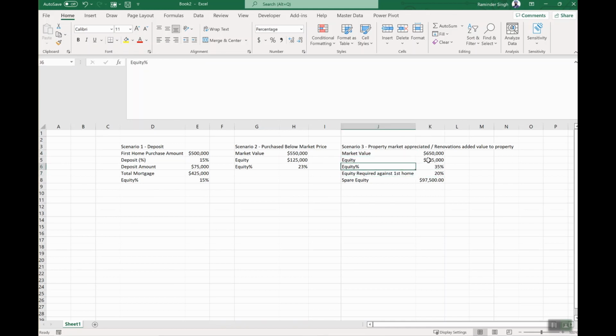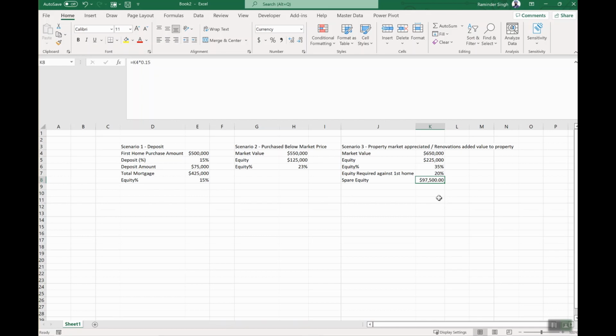So if I look at it, I still have 15% of equity, because in total I have 35% of equity. I still have 15% of spare equity which I could use to get another home loan approved from a bank. So if I want to see, the 20% spare equity equals $97,500 in this case. Now if I wanted to calculate how much I can get from the bank based on this number, it's really easy to do that as well.